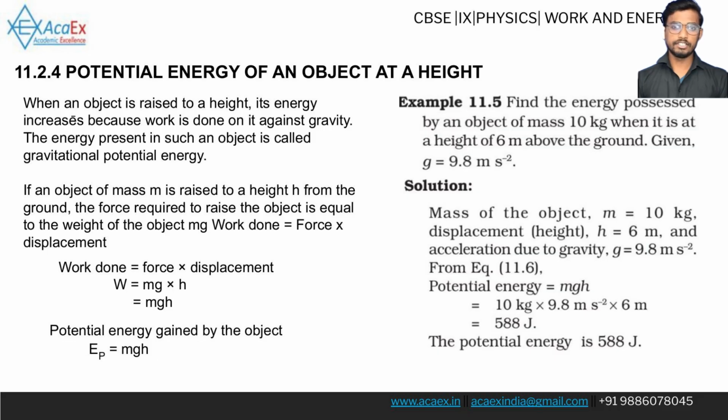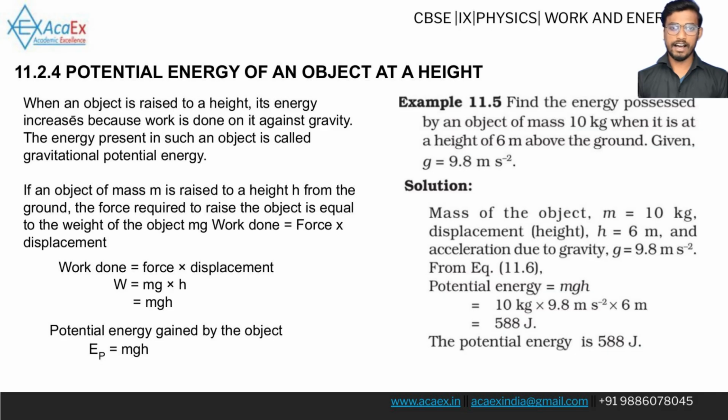Potential energy of an object at a height. When an object is raised to a height, its energy increases because work is done on it against gravity. This energy is called gravitational potential energy. If an object of mass m is raised to a height h from the ground, the force required is equal to its weight, m multiplied by g. Work done equals force multiplied by displacement, which equals m multiplied by g multiplied by h. So, potential energy gained by the object, EP equals m multiplied by g multiplied by h.